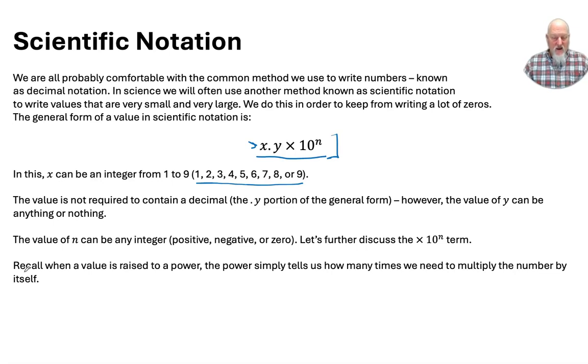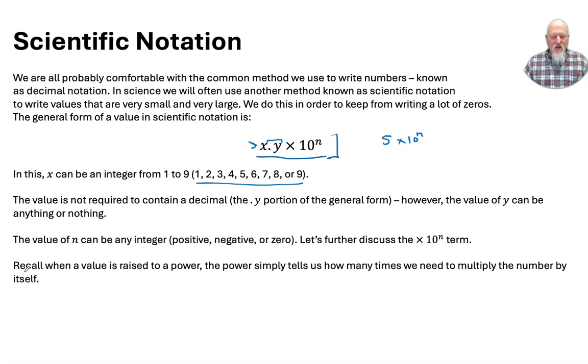After that, if we need it, we'll put the decimal and then more values. That doesn't have to be there. We simply could write 5 times 10 to some power. We don't need the decimal piece to be in scientific notation. But if we do need it, then we can have the decimal, and y can be anything.